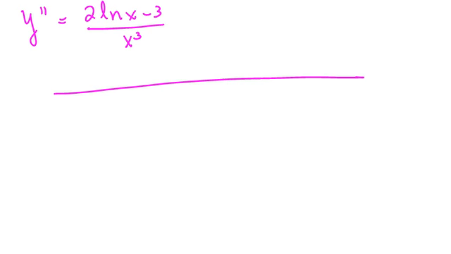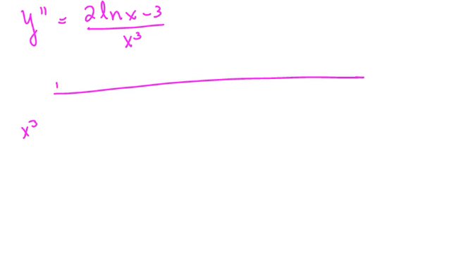So I'm just going to rewrite the second derivative here. It was 2 log x minus 3 over x cubed. I've just rewritten the order in the numerator, and I'm going to put this on a number line here.